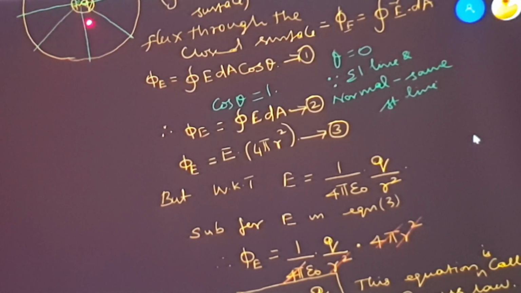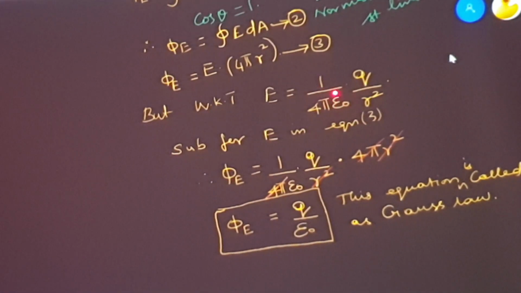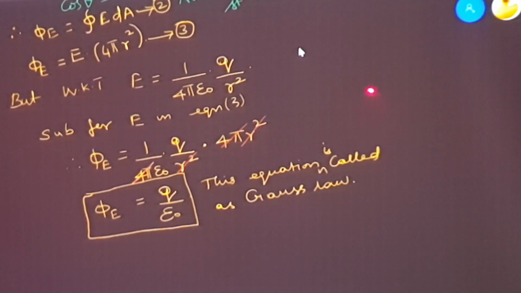So for a sphere, the surface area is given by the formula 4 pi r square. Substituting, I can get phi E is equal to electrical field E multiplied with 4 pi r square. Electrical field at the same distance on that Gaussian surface is a constant. So we know that electrical field at a point at a distance r is given by the formula 1 by 4 pi epsilon 0 q divided by r square.